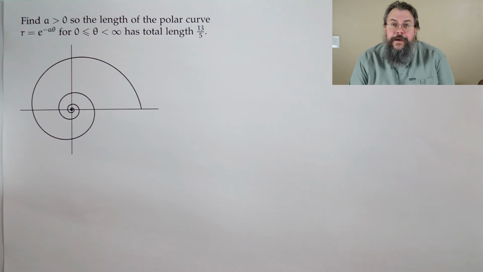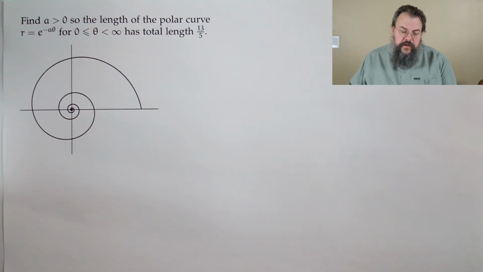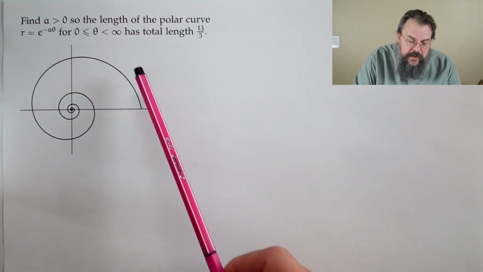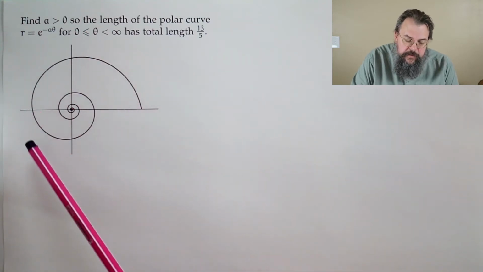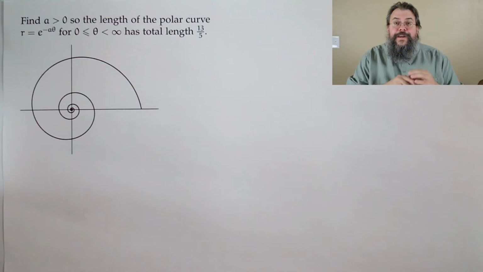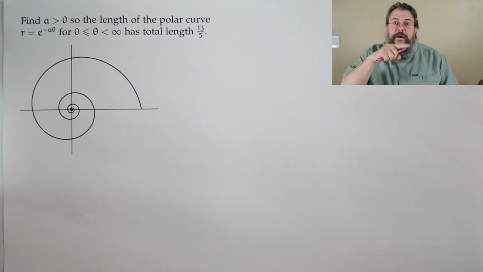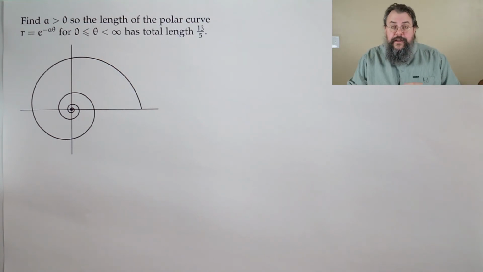Find a positive a so the length of the polar curve r equals e to the minus a theta, where theta goes from 0 to infinity, has length 13/5. Now, you'll notice they graphed part of it. It actually spins infinitely often around. But of course, as I spin around, I'm moving pretty quickly towards the center. So even though I'm going to make infinitely many circles, I'm still going to have a finite total length. At least that's the claim.